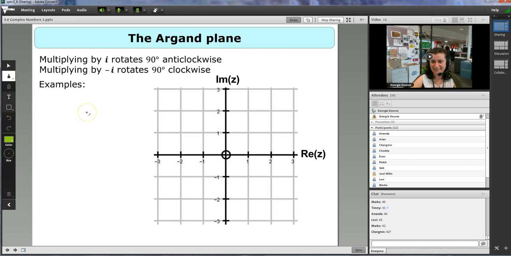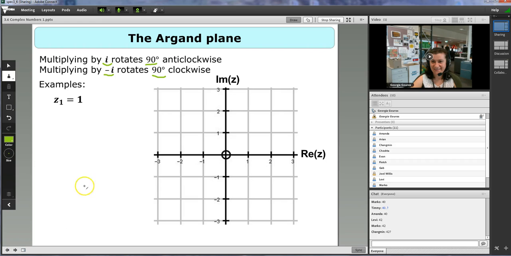Another interesting feature: when you multiply any number by i, that imaginary number, it rotates that number 90 degrees anti-clockwise. If you multiply by -i, you end up rotating the number 90 degrees clockwise. Another interesting feature. And it kind of goes back to what Fletch was saying before about this being related to circular functions. So let's have a look at that happening.